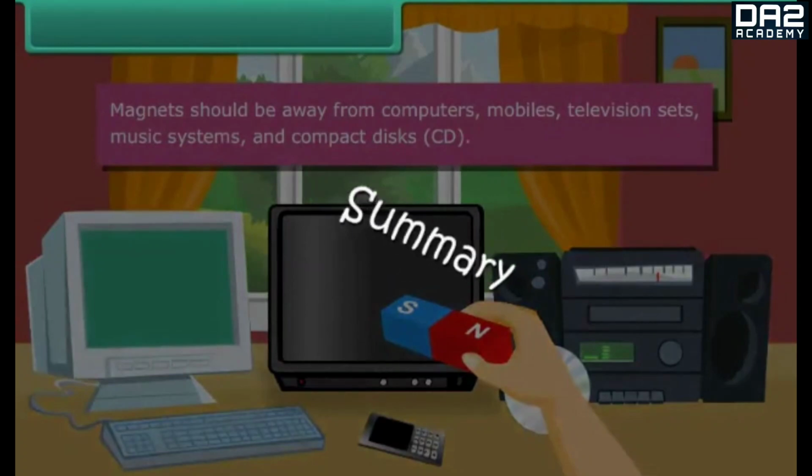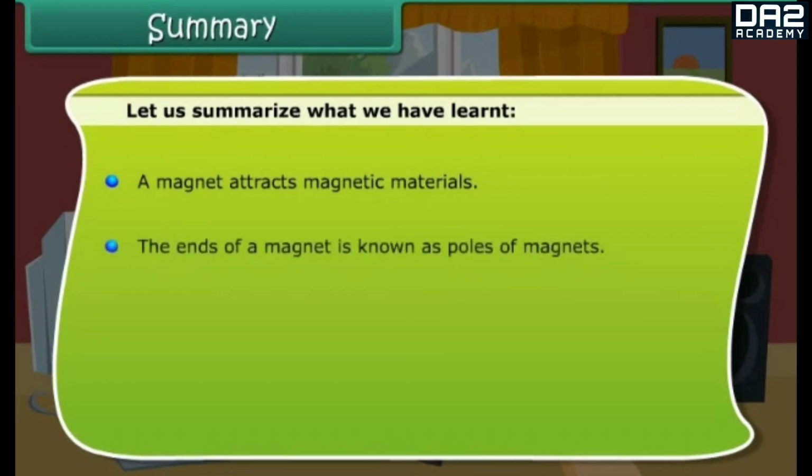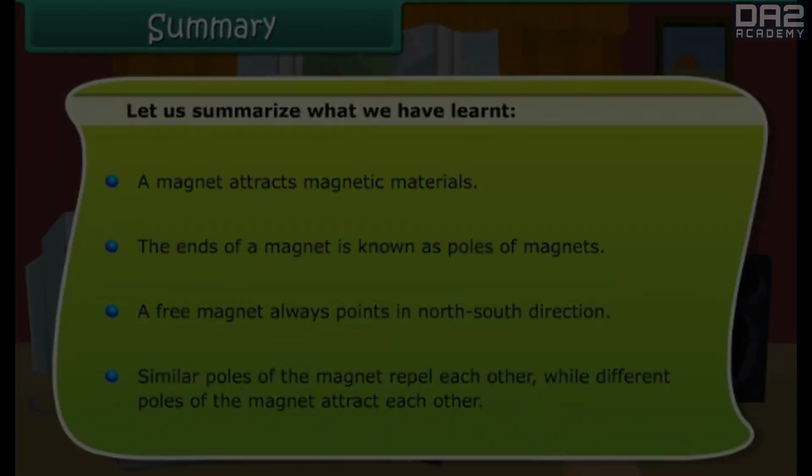Summary. Let us summarize what we have learned. A magnet attracts magnetic materials. The ends of a magnet are known as poles of magnets. A free magnet always points in north-south direction. Similar poles of the magnet repel each other, while different poles of the magnet attract each other.